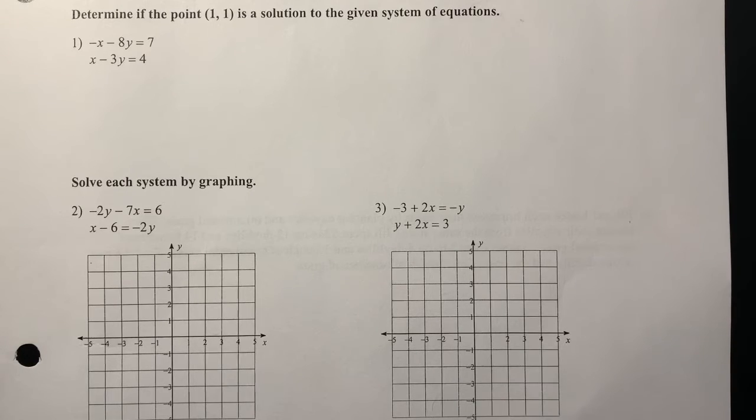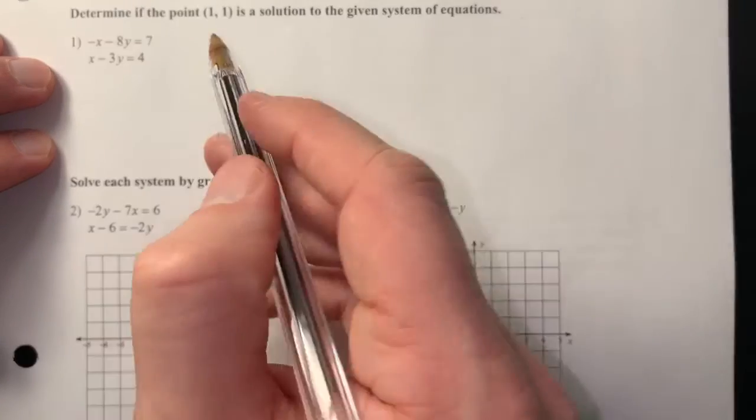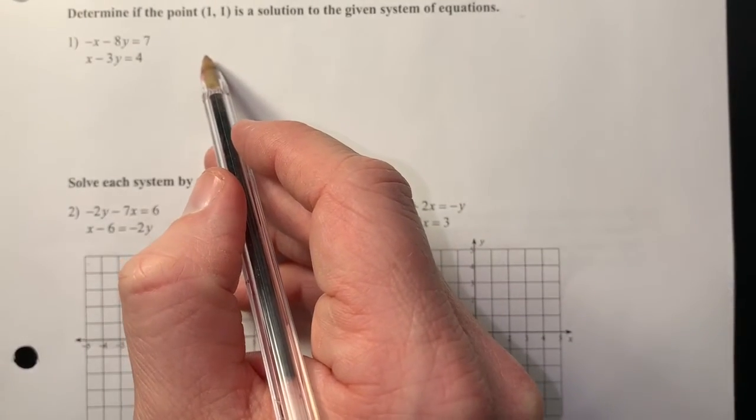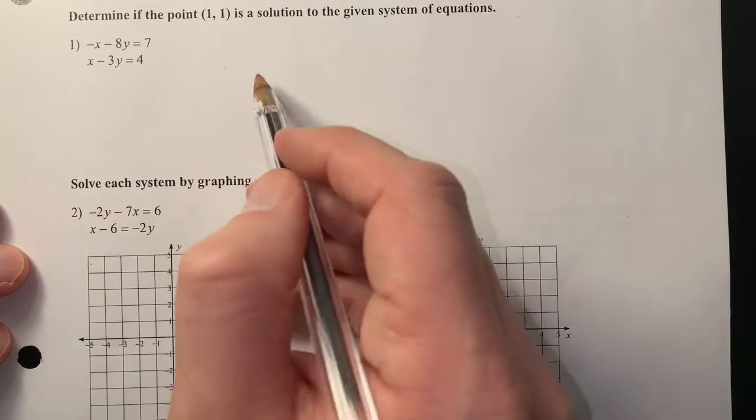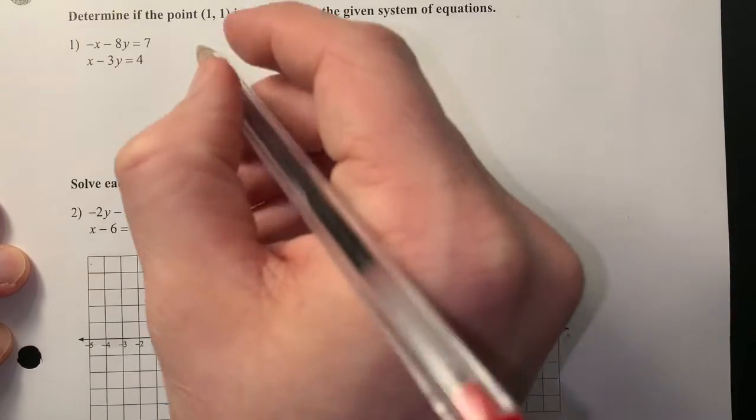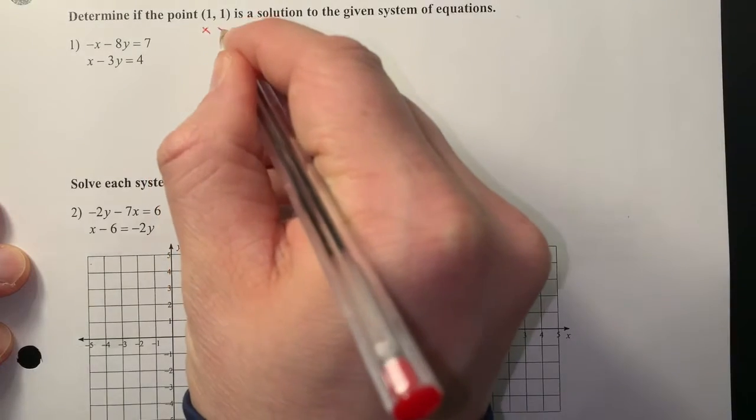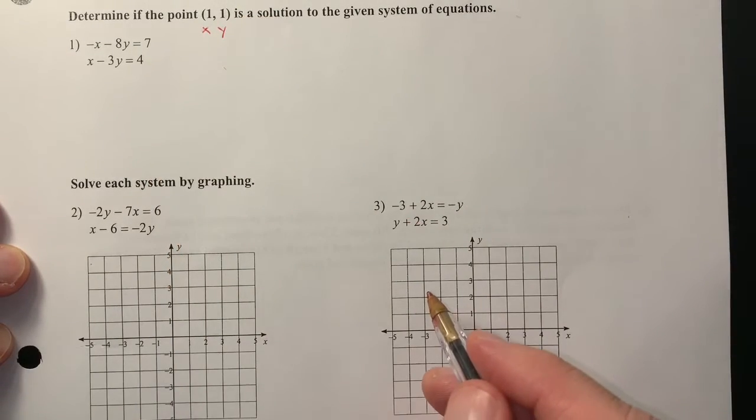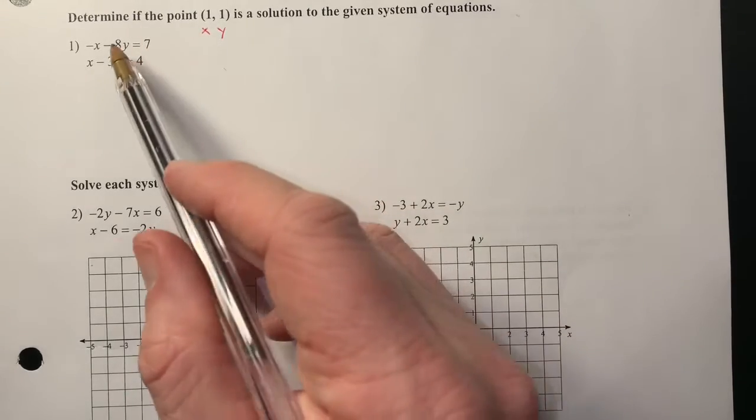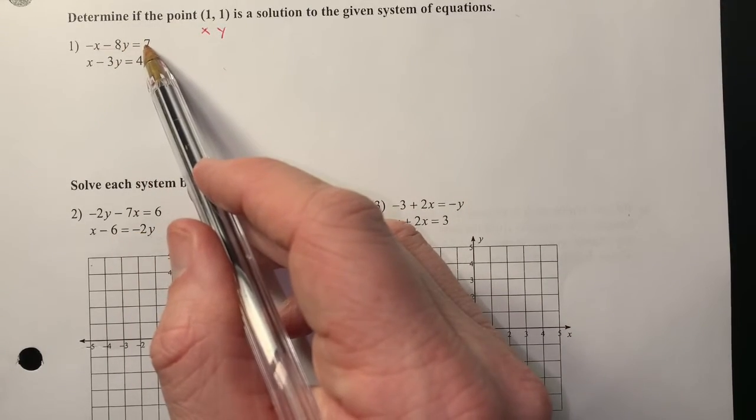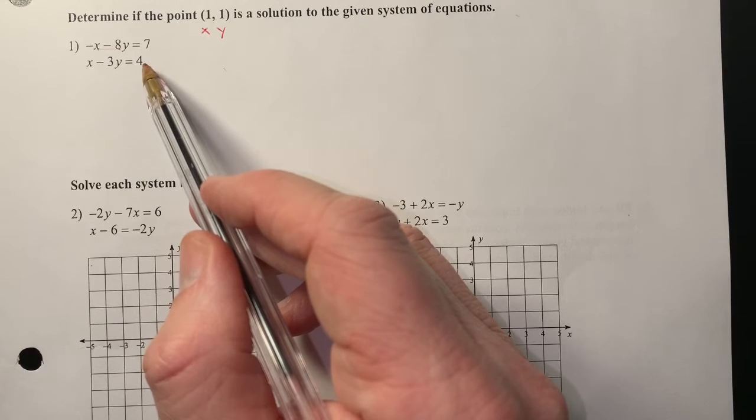Guys, I'm going to go through your chapter review with you. So here we go with number 1. Determine if the point (1, 1) is a solution to the given system of equations. In order to do that, I need to plug this x value and this y value into each of the two equations. And if the first one equals 7 and the second one equals 4, then the answer is yes.